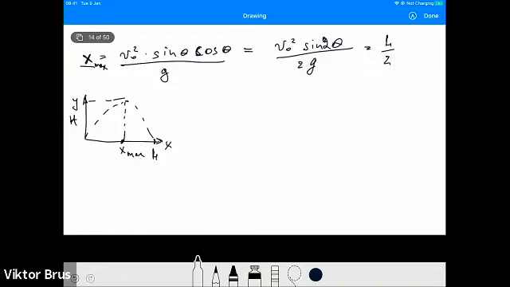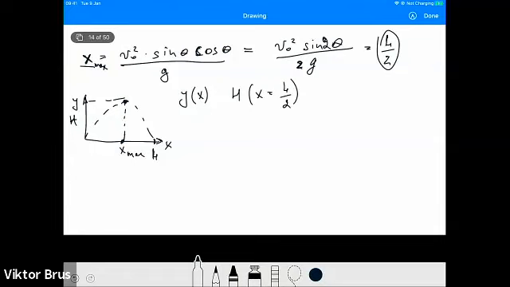Then we have v squared multiplied by sine 2 theta divided by g, this is the equation for L, and now we have just divided by 2. So it's L divided by 2. And this is the way we can define the position of this maximum h, and substituting this value in our equation y as a function of x, we can also get the maximum value h at x equal to L divided by 2.